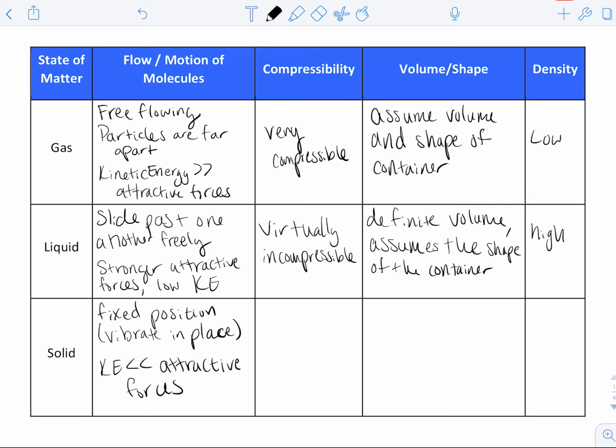Okay, so in a solid, we have a lot more attractive forces than we have kinetic energy. Again, these are going to be fairly close together, so they'll be virtually incompressible. Okay. And here we have things that are fixed in position, so we're going to have a definite shape, and we're not going to be able to double the volume just by changing our container, so we will have a definite shape, definite volume for our solids.